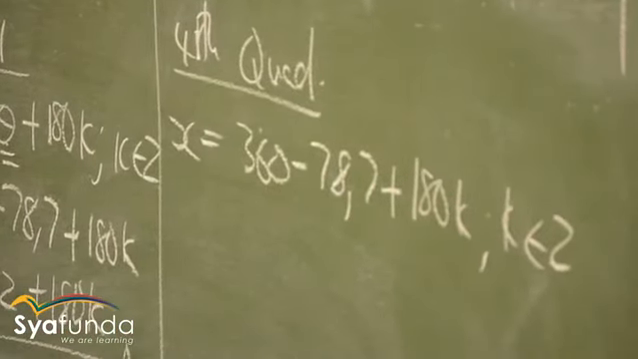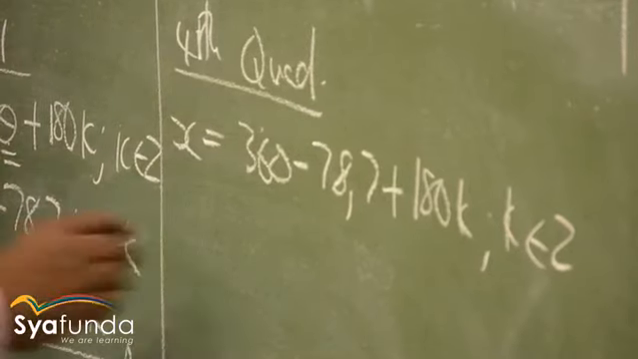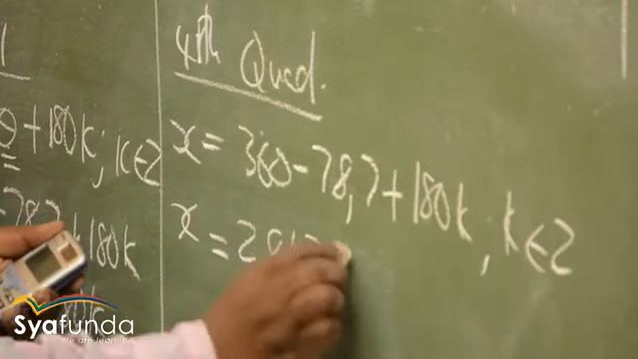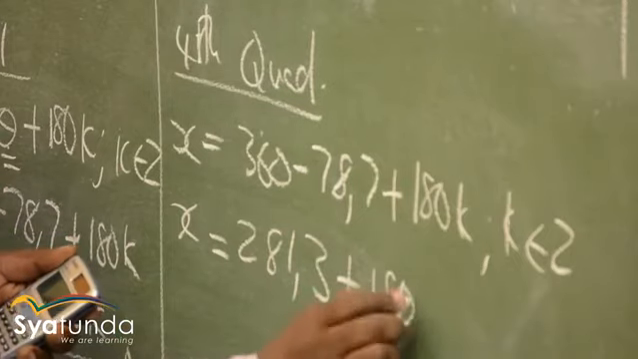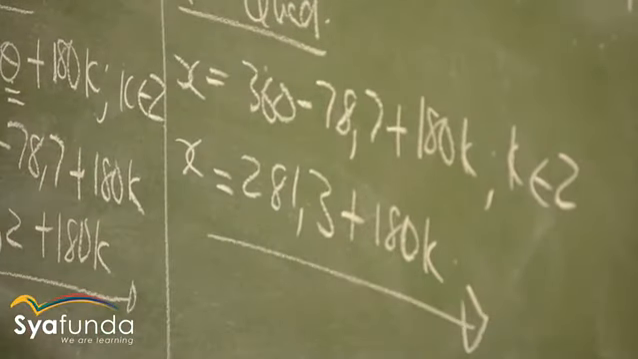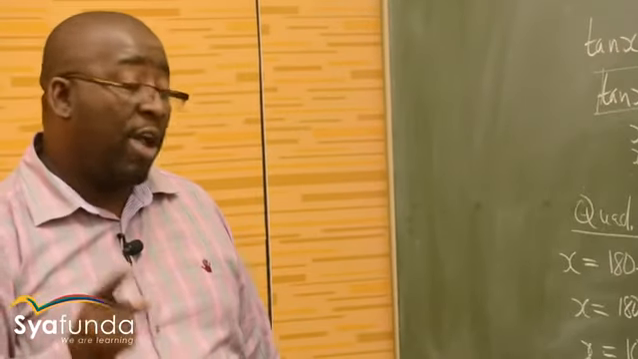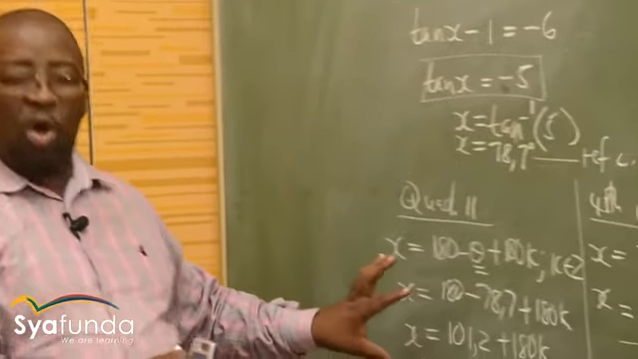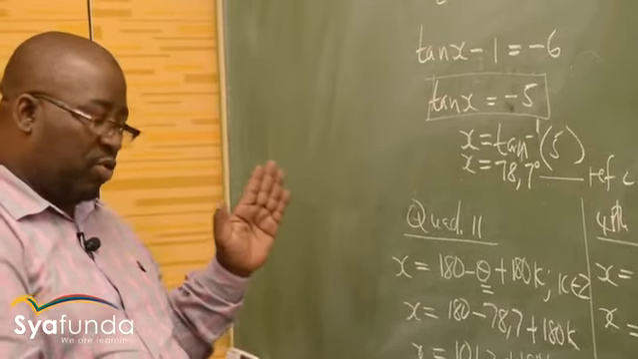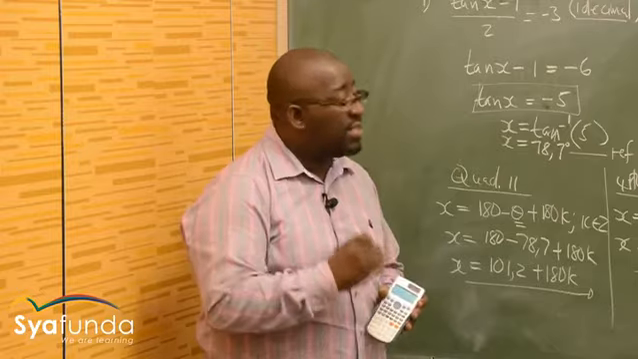You work that one out: it will be 360 minus 78.7. What is it that I get? I am getting 281.3. This then equals 281.3 plus 180k, because the period of this one is 180 degrees. This is how we do the general solution. However, this will only stand as the solution, not that one, because the period of tan is between 0 and 180 degrees.